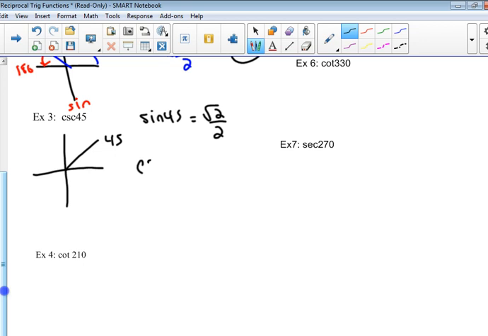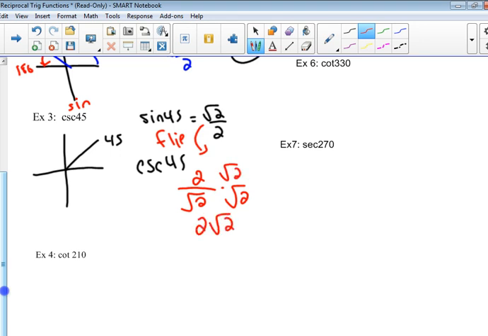So if I want to get the cosecant of 45, I'm just going to take my fraction and flip it. So we get 2 over radical 2. Can we leave it like that? No. We rationalize: 2 radical 2 over 2. And then what can we cancel out? The 2. The 2. Good. So it's just radical 2.